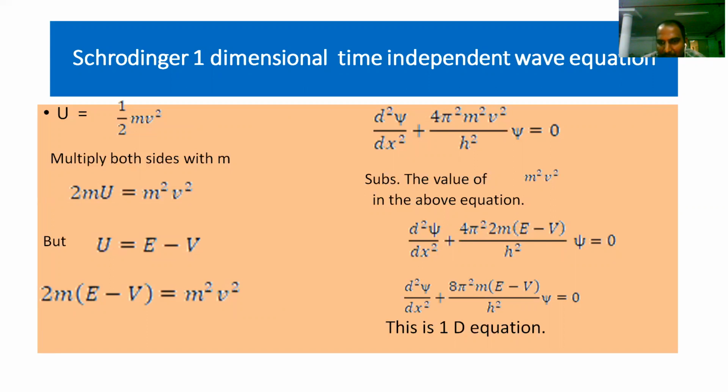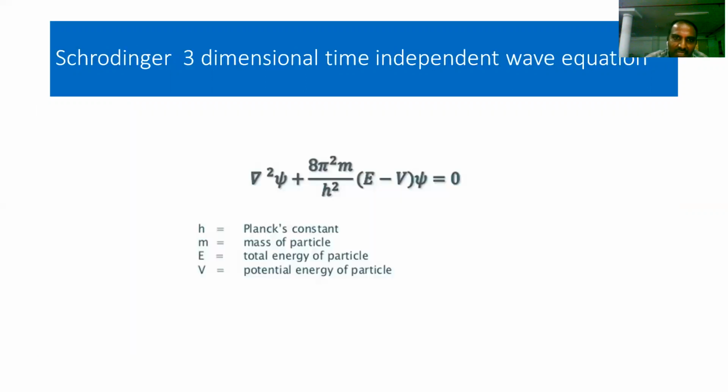Here, m is the mass of the particle like an electron, E is the total energy, V is the potential energy. Total energy minus potential energy gives kinetic energy. Therefore, this gives concrete proof that the particle is moving continuously. As a result, it has kinetic energy. Therefore, the particle can behave like waves. This is the one-dimensional form of Schrodinger's time-independent wave equation.